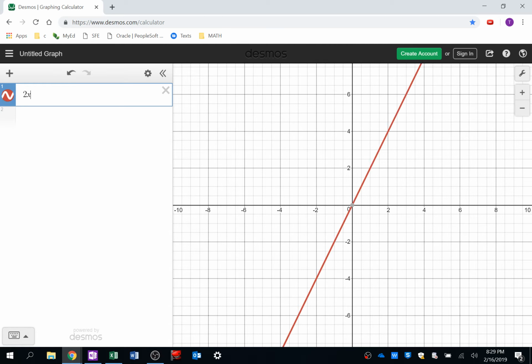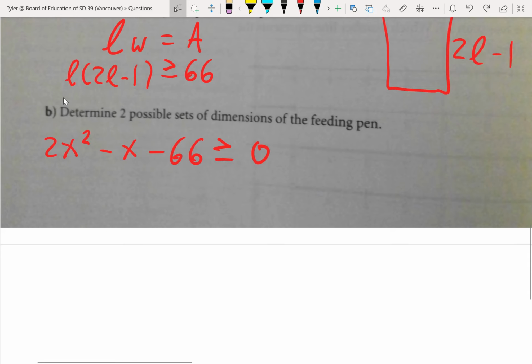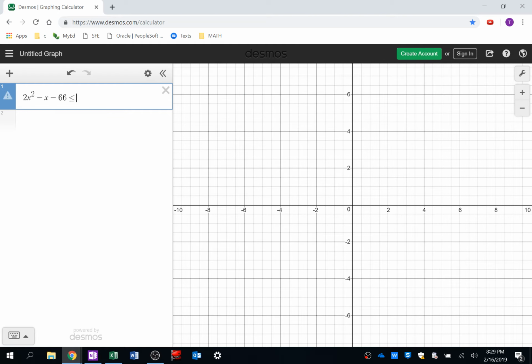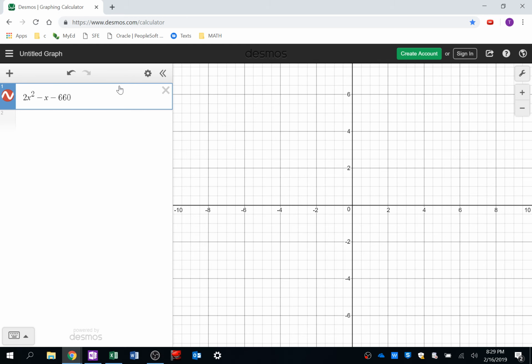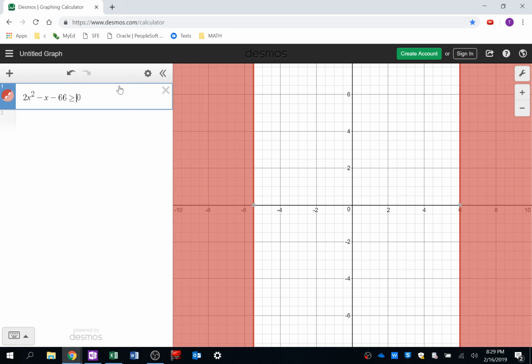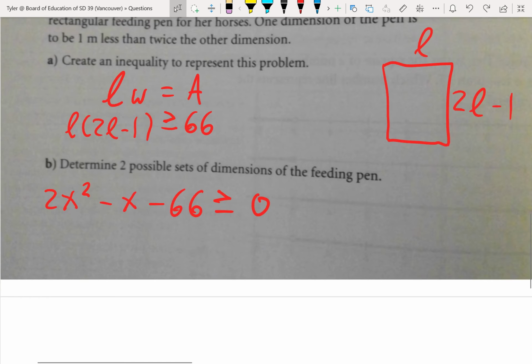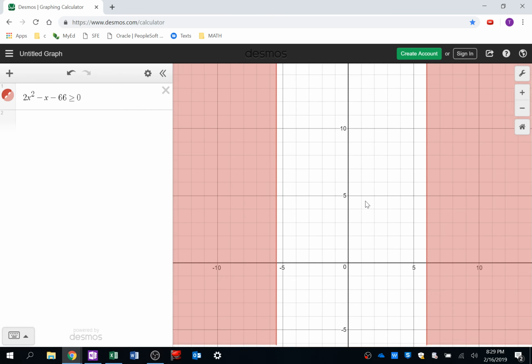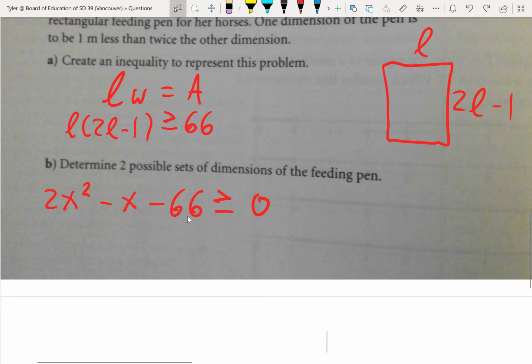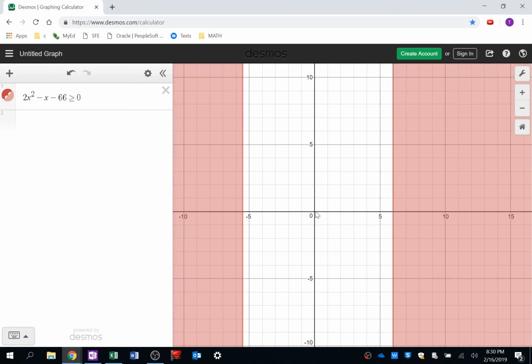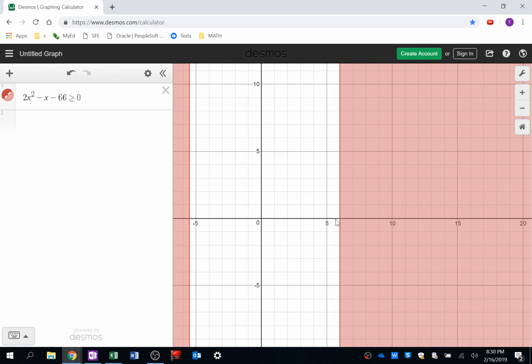So we had 2x squared minus x minus 66 is less than or equal to 0. Sorry, greater than or equal to 0. These are all the possible values for x. Looking at this graph, essentially x can be anything that's greater than 6 or anything that's less than -6. Obviously we can ignore the negative values because these are dimensions, so we can't have negative dimensions. We're just going to look at the positive values, anything that's greater than or equal to 6.